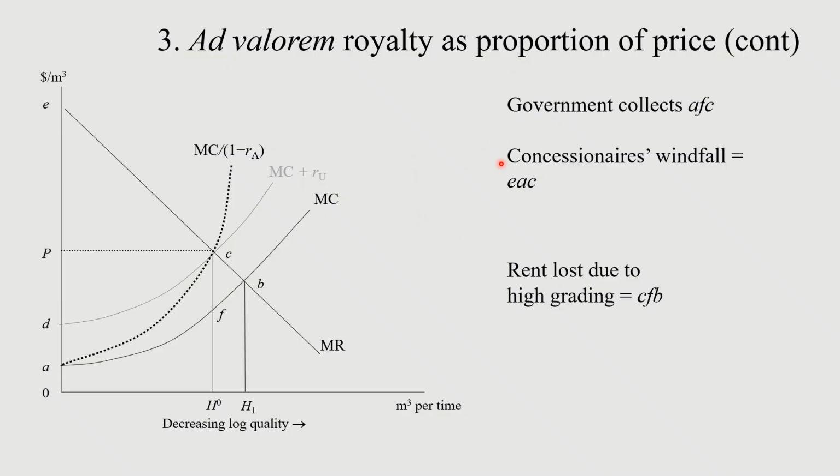So now the government collects AFC, all right, so it collects this area here instead of this former area DAFC under the uniform royalty. So the amount of rent that's collected is smaller. So that means that the concessionaire's windfall is larger, EAC, and the rent lost to high grading remains CFB.